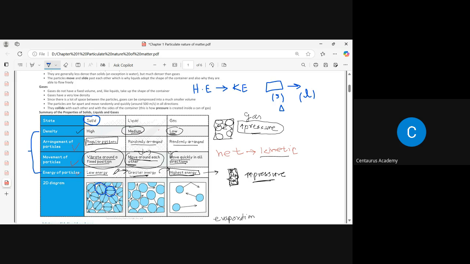And as a result, the energy in liquid particles is greater than the energy in a solid. Hence, they are able to move around each other. They are able to randomly go past each other. Also, their arrangement will be distorted, not regularly arranged as it was in a solid. So their arrangement is going to become a random arrangement. Their density is going to decrease as compared to a solid. They will be moving around each other, and their energy obviously also increases.